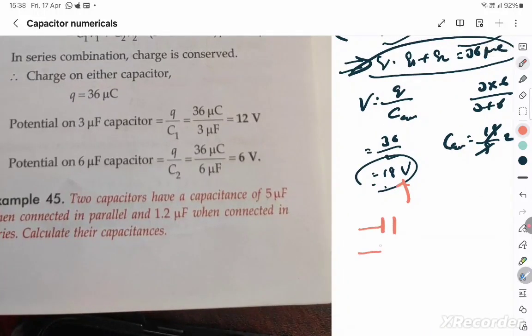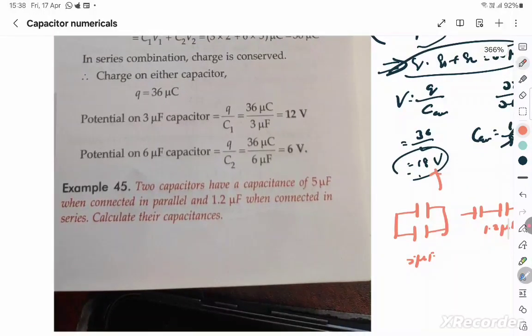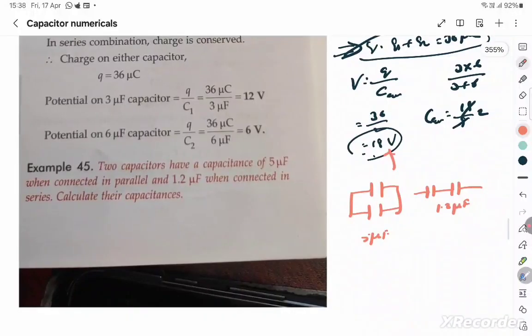Two capacitors are connected in parallel. The equivalent capacitance, can I take it as 5 microfarad, and when they are connected in series the equivalent capacitance is 1.2 microfarad? Can I assume that? And they're asking for the individual capacitances. Are they two identical capacitors? That's not been given. I wish the question was much more clear. So they've given the equivalent capacitances.